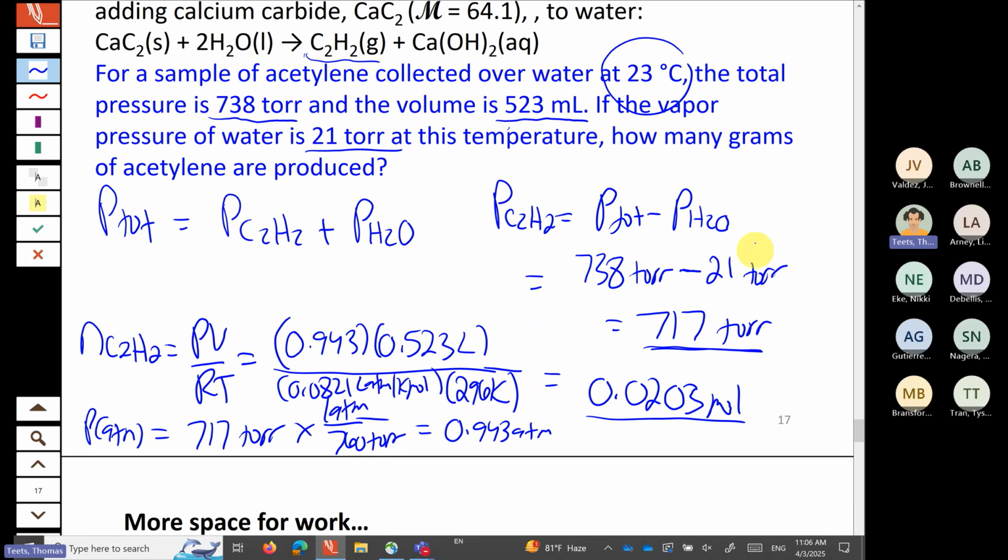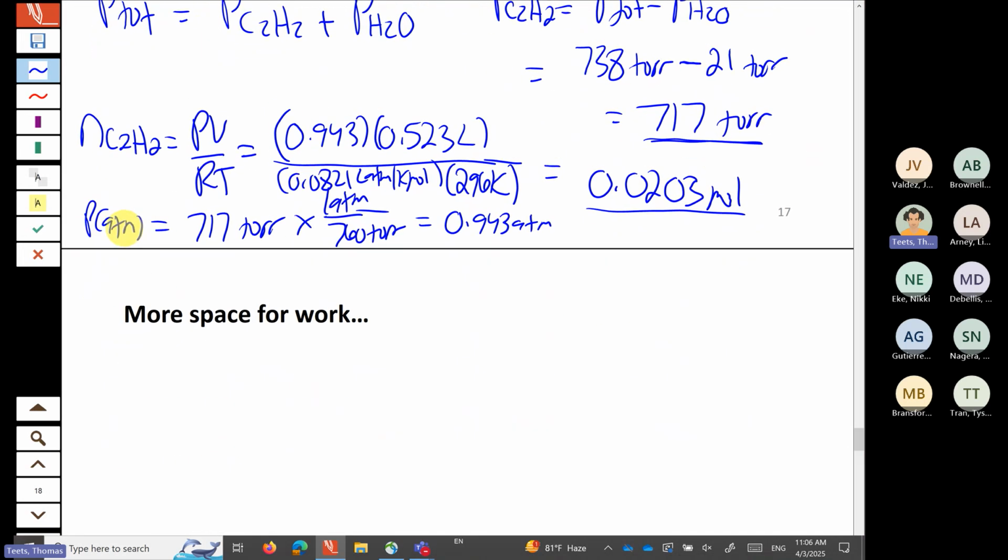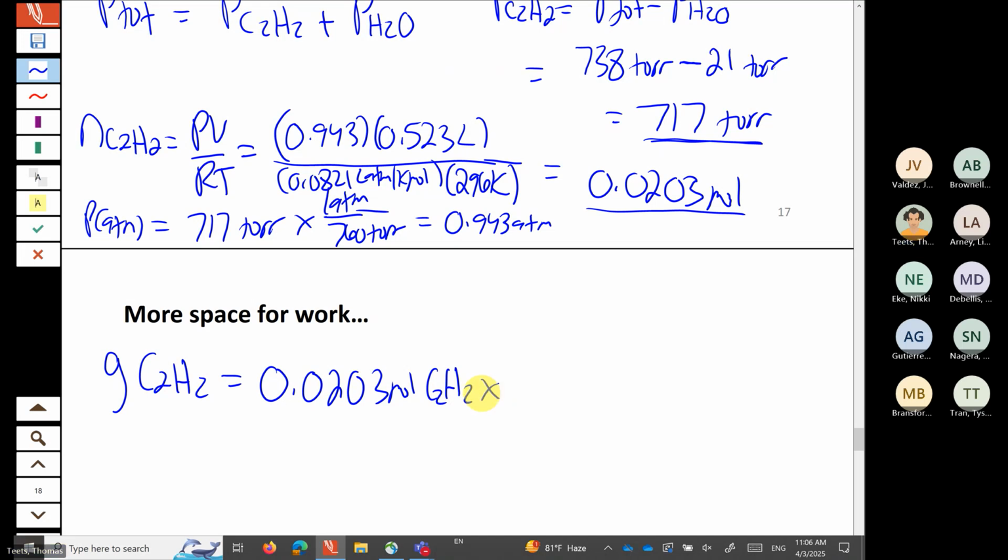you figure out the partial pressure of the gas you're collecting and then use PV equals nRT to find the number of moles. Now this one wants to know how many grams of that were produced, even though it's a gas, so mass is not the most useful unit. We can just do the last step to find grams, which is to take the number of moles that we just found, 0.0203, and then multiply it by the molar mass.